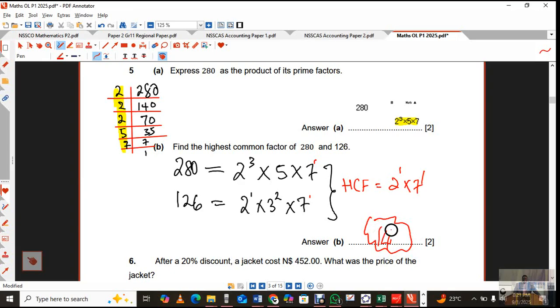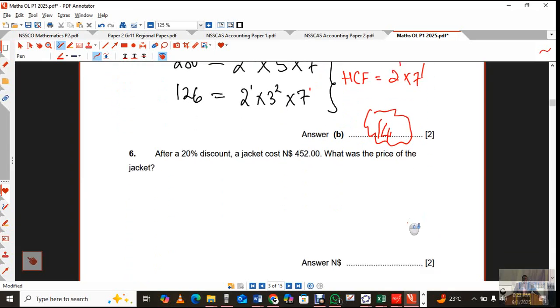Right, what we have here: after a 20% discount, a jacket costs 452. The original price we don't know. So this is a question on reverse percentages. So what is it that we know?